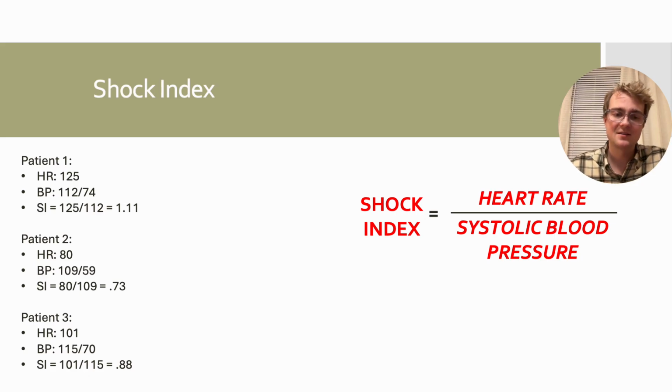But just for the sake of practice, to calculate that shock index, we would take 125 divided by the systolic blood pressure, 112, which would get us a shock index of 1.11, which is greater than 0.9, so they would also meet the shock index.